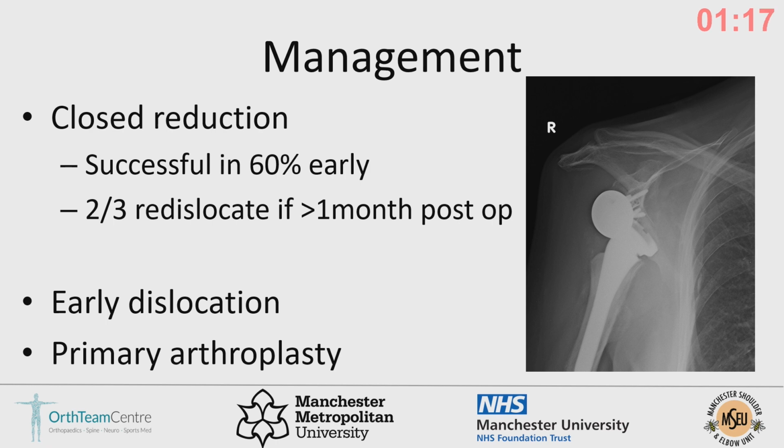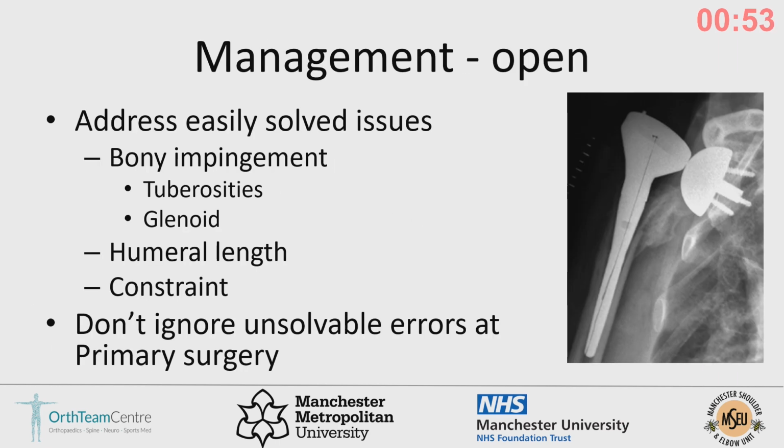So if I see a patient with a dislocated reverse, they'll first off start with a closed reduction. If seen early in the first month, you've probably got about a 60% chance of success. We'll stick them in an abduction brace. But you've got to be open and honest with your patient. If they present more than a month after surgery, you've got a 2 out of 3 chance of redislocating. So this is not for revision cases.